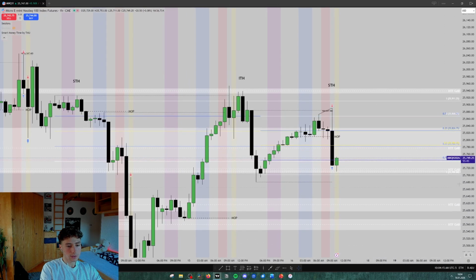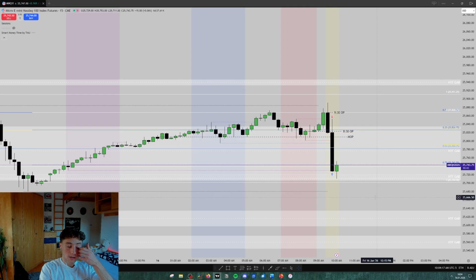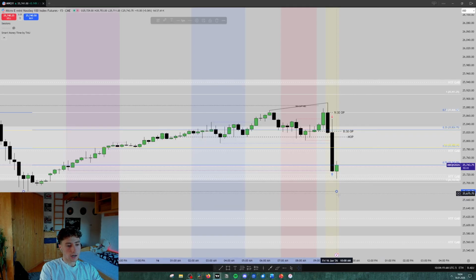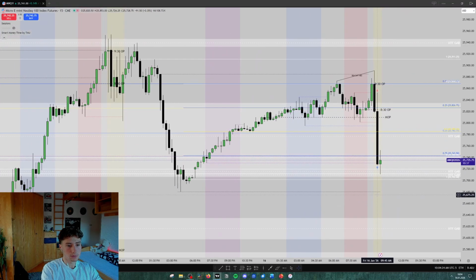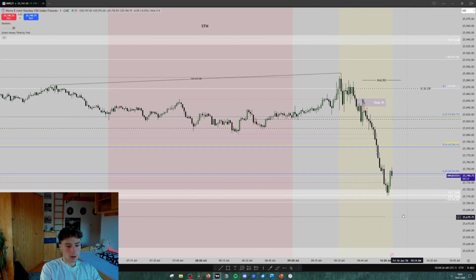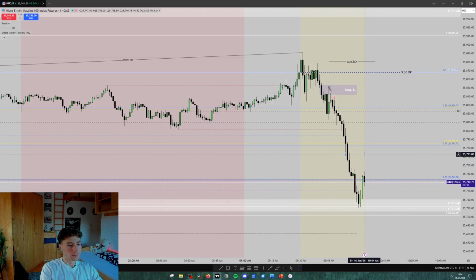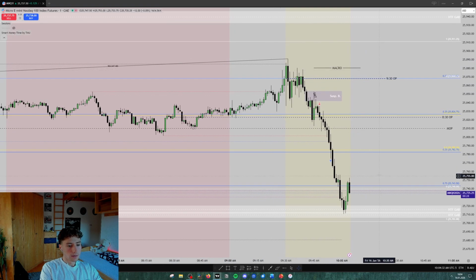But because we don't always want to expect that we will reach for our external targets, we take partials at reasonable areas, and therefore we can be profitable even if the market fails to meet our objective. So yeah, that's basically it.